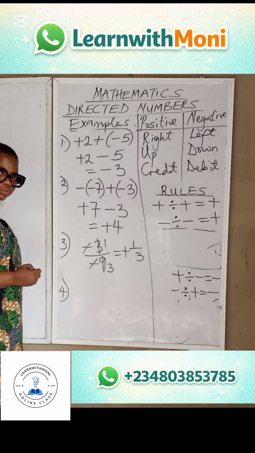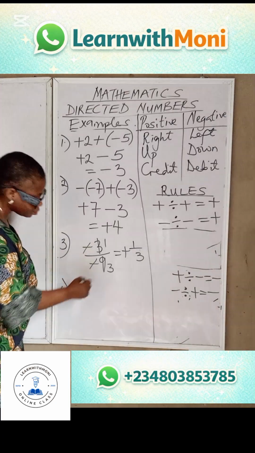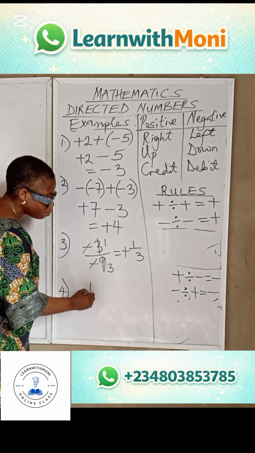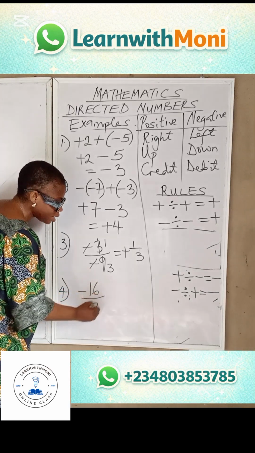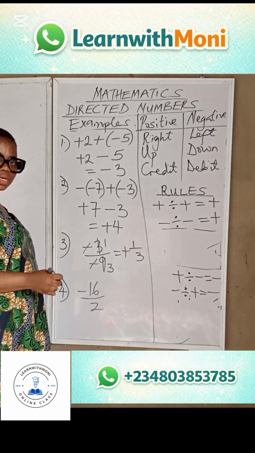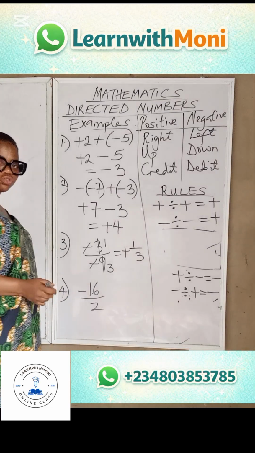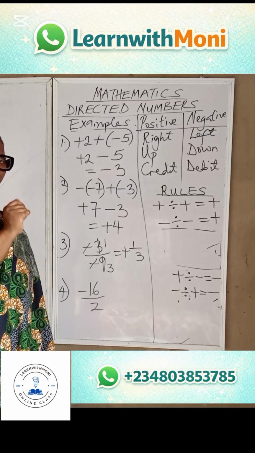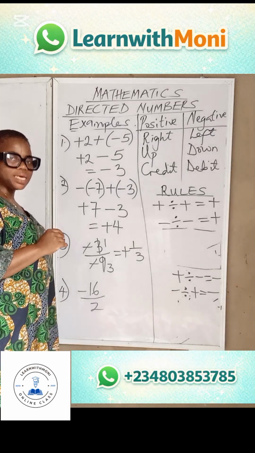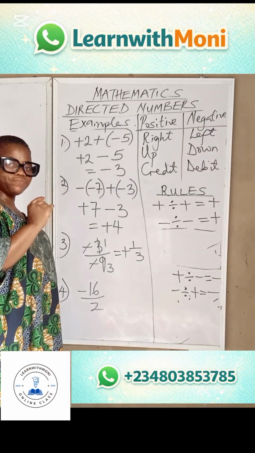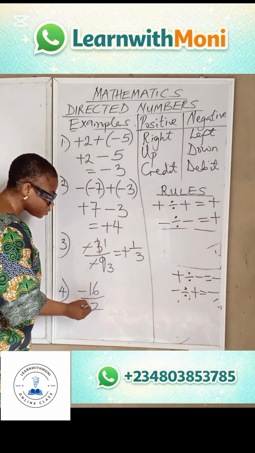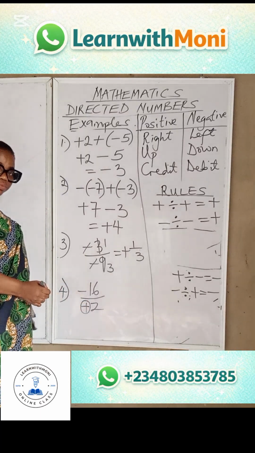For a situation where I have, let's say, minus 16 divided by 2. There is no sign in front of this 2. But remember where we started. I told you that when you don't have any sign in front of a number, it actually means there is an invisible positive sign there. So there is an invisible positive sign in front of this 2.